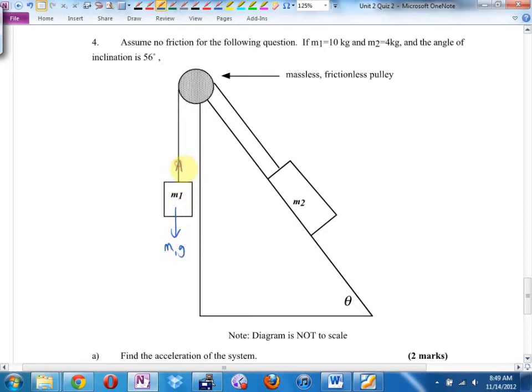Anyhow, I'm pretty sure that my winner is going to be M1G, and there's going to be tension. And there's going to be M2G, and there's going to be tension, and there's going to be friction, and there's going to be... Oh, frictionless, good gosh. And there's going to be M2G, the perpendicular component, and M2G, the parallel component.